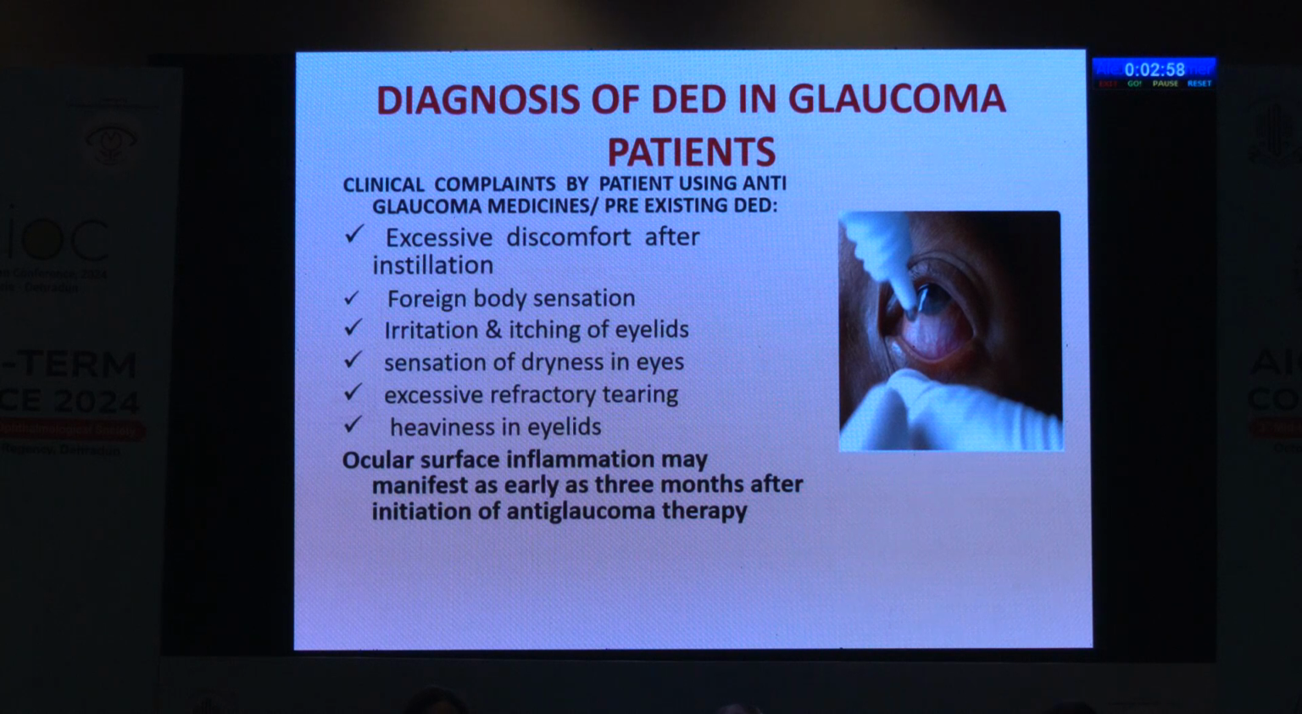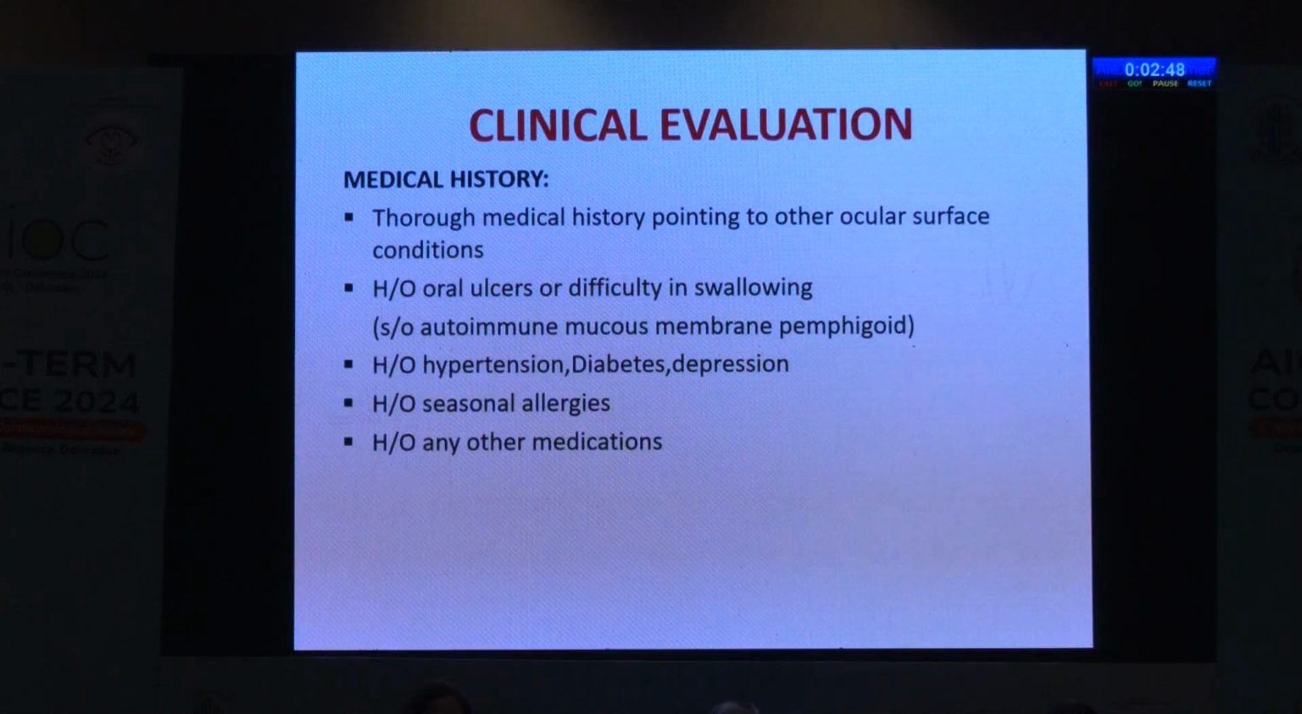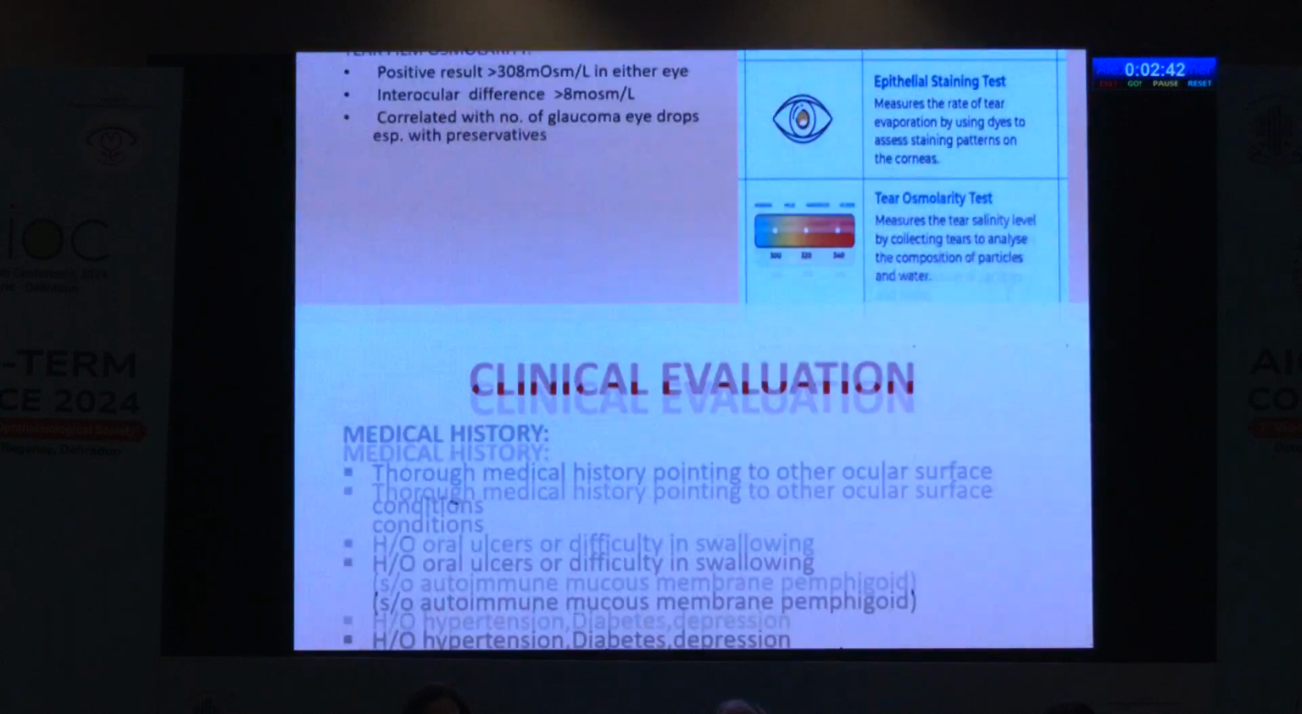So a patient of glaucoma who has pre-existing dry eye disease, or develops dry eye disease on anti-glaucoma medications, should be treated as early as possible. Ocular surface inflammation may manifest as early as 3 months after the initiation of anti-glaucoma therapy. So a detailed medical history of the patient should be taken in order to find out the other risk factors which may be responsible for this.